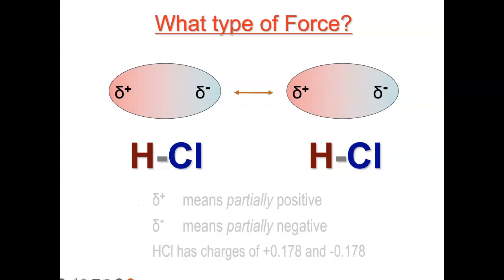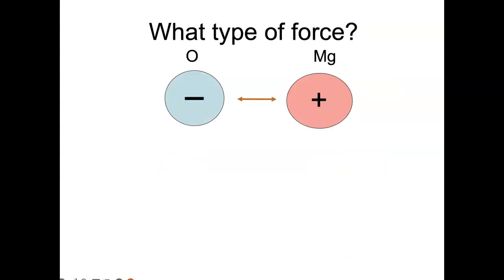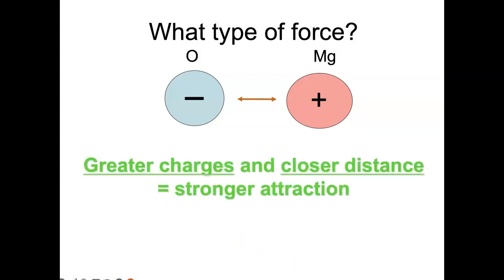All right, what type of force would this be? Hopefully you were thinking that's an ion-ion force. Magnesium is a metal. It's going to give away 2 electrons. Again, the greater the charge, the closer the distance, the stronger the attraction, just so you know. Remember, electrostatics is the basis of all of these.